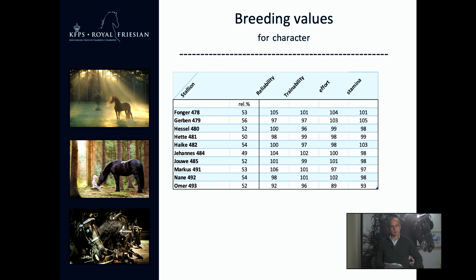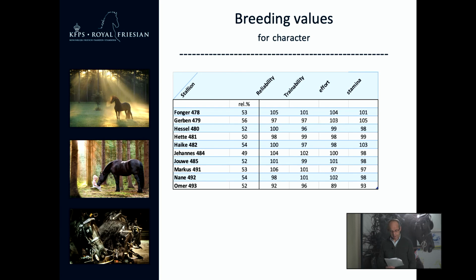The one is looking for a very reliable horse, a very cool horse, and another one is looking for a horse that is a little more sensible, that has a good trainability. For some types of sport, you would look for more stamina or for more effort. So from these 18 traits, we have brought that down to 4, because we feel it doesn't make sense to have too many breeding values for all these character traits.